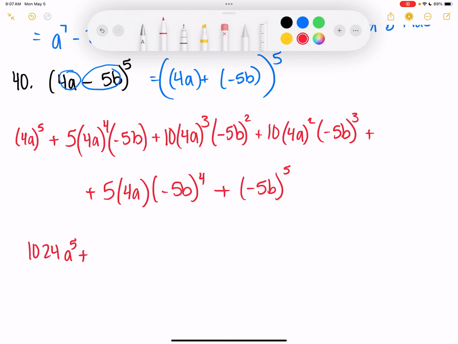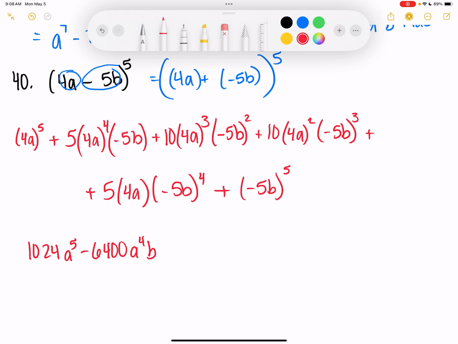plus the next one I have 4 to the fourth power, and that's being multiplied by 5 and negative 5. So 5 times negative 5 is negative, so this is actually a minus sign here, 6,400 a to the fourth b. And I'm still watching those variables because not only am I raising the 4 to the fourth power, but that a is also being raised to the fourth power.